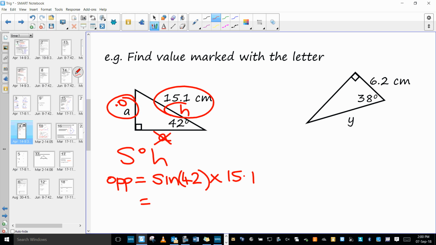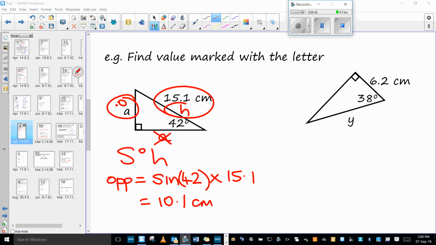So this is 10.1. Is it 10.1? Thank you. Now, what is this? Is this a length? Is it an angle? A centimetre. Good. This is a length in centimetres. So this is where you're missing a side, but you have the angle. Alright, let's quickly do this one and then you can get on with the others.